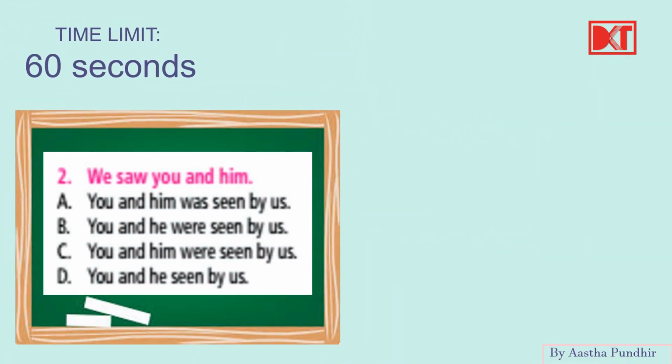Okay, here we saw you and him. We have to change this. You and him was seen by us. You and him were seen by us. You and he were seen by us. Now here, first of all, you see seen, the past participle is correct in all of these. Seen by us, seen by us, seen by us. Everywhere it is correct. The other thing you have to focus on is that the pronoun him is going to change into he. So you and he were seen by us. All right, B.